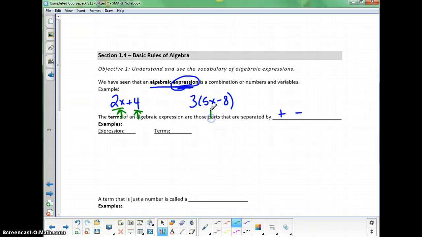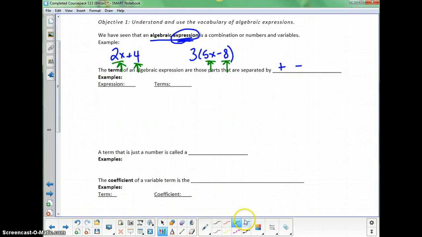In this example here, we also have 2 terms. The 5x and the 8 are both terms. They're separated by a subtraction. The 3 does not count as its own term because it's not separated by addition or subtraction. It's in fact separated by multiplication. So there are just those 2 terms in that one. Okay, so a couple more examples.